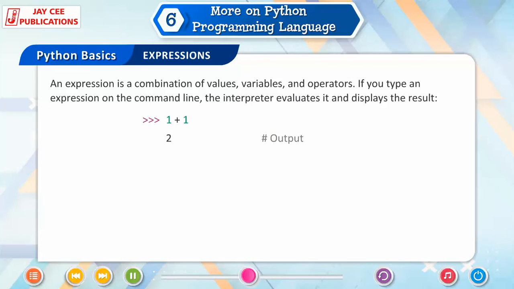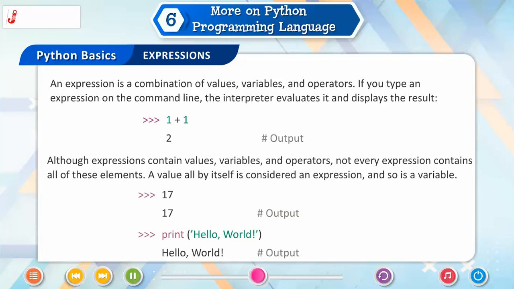Expressions. An expression is a combination of values, variables and operators. If you type an expression on the command line, the interpreter evaluates it and displays the result. 1 + 1 gives 2, hash, output. Although expressions contain values, variables and operators, not every expression contains all of these elements. A value all by itself is considered an expression, and so is a variable.